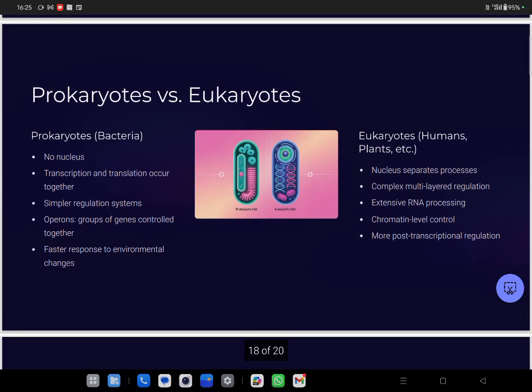In prokaryotes, there is no nucleus. Transcription and translation occur together. The regulation is simpler. They work in terms of operons. Example, the lac operon, groups of genes controlled together, and they respond faster to environmental changes. In eukaryotes, the nucleus separates the processes: transcription in the nucleus, translation in the cytoplasm, and the ER. It is a complex multi-layered regulation. Extensive RNA processing takes place. There is chromatin level control, which we have seen, and more post-transcriptional regulation.